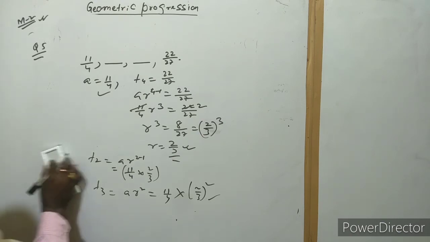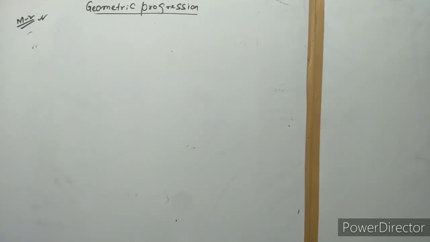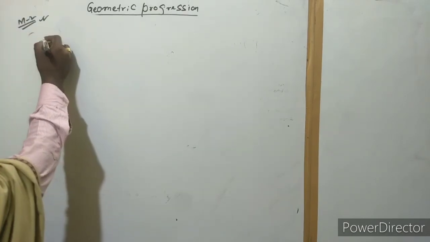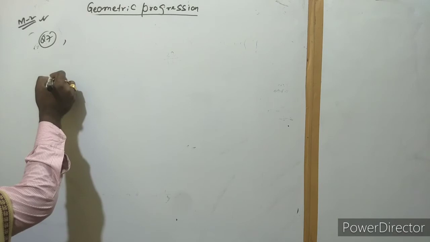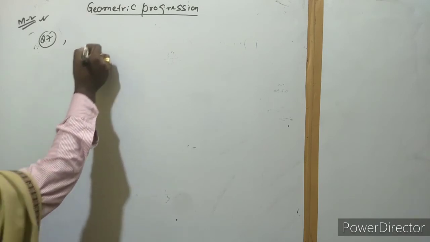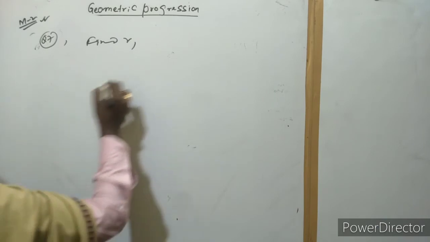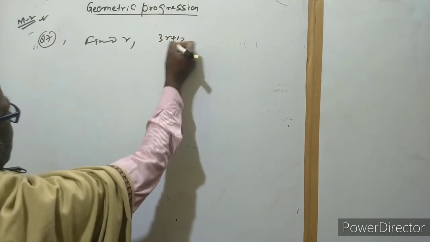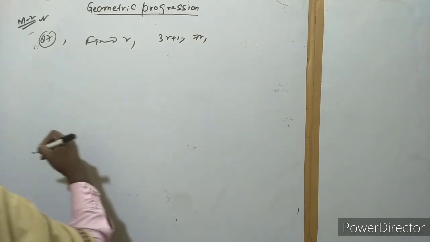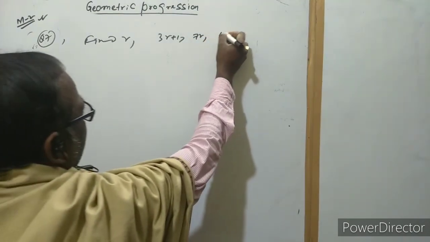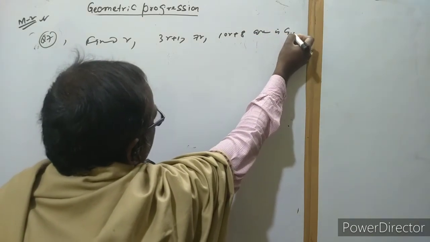Now for marks 2, you have to find question number 7. This is here in marks 2, this is question number 7. Given the value of r, find r, and it is given that 3r plus 1, 7r and 10r plus 8 are in GP.